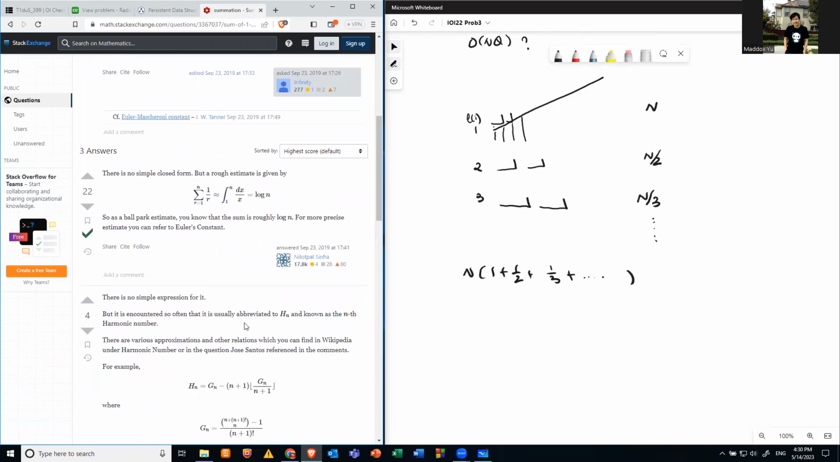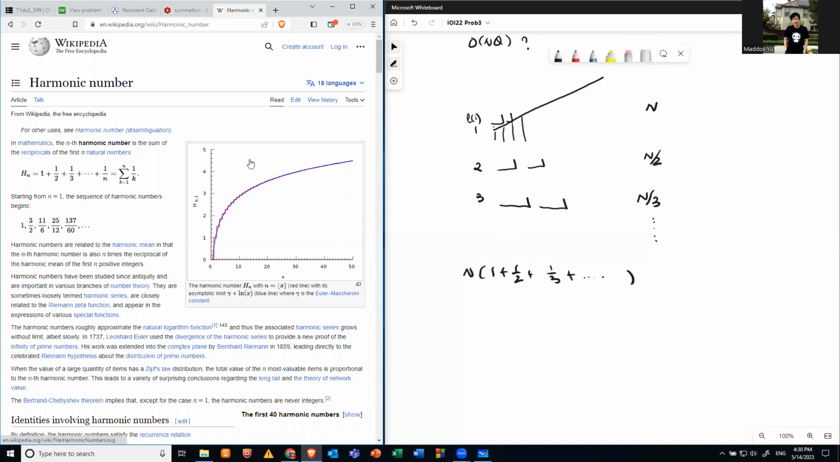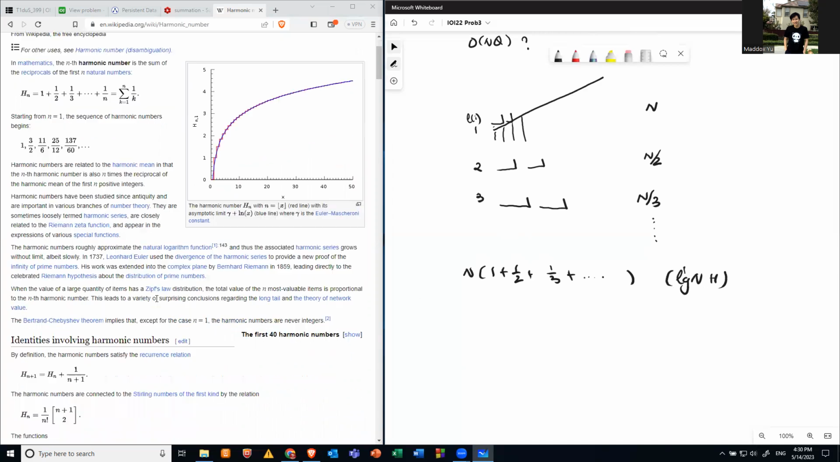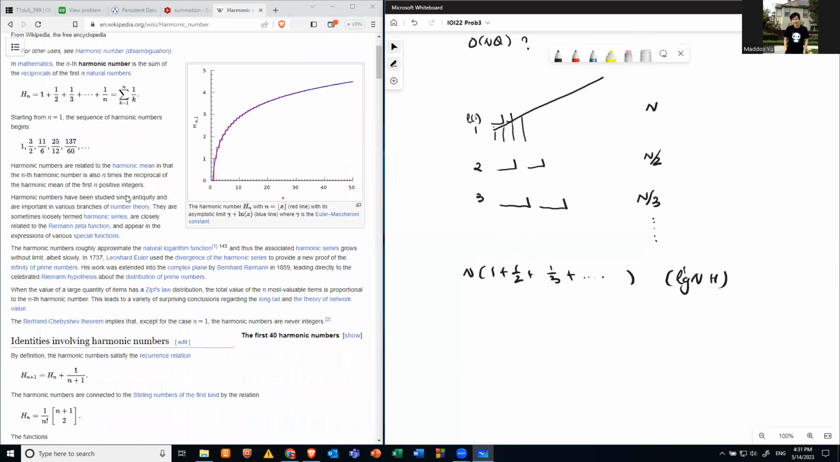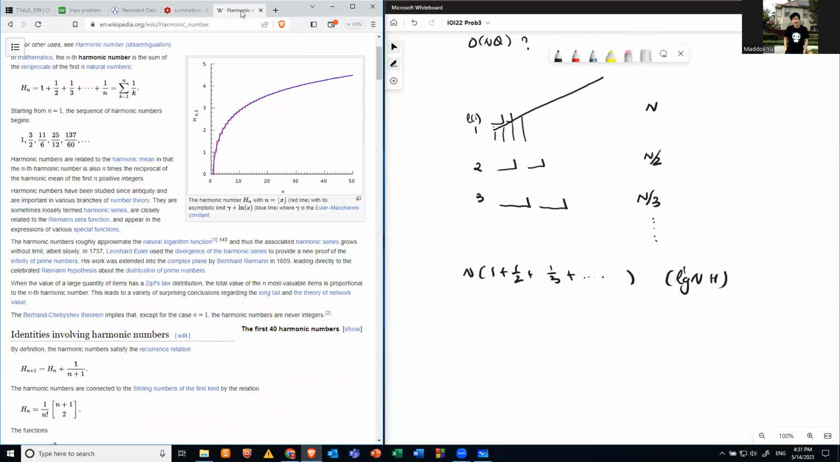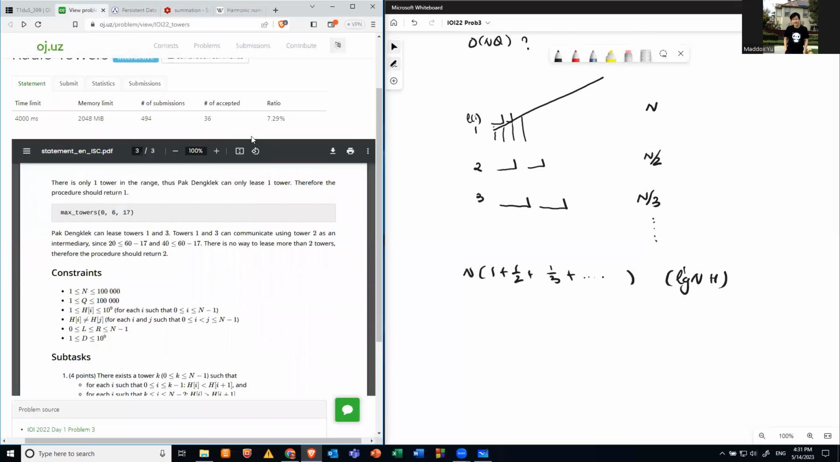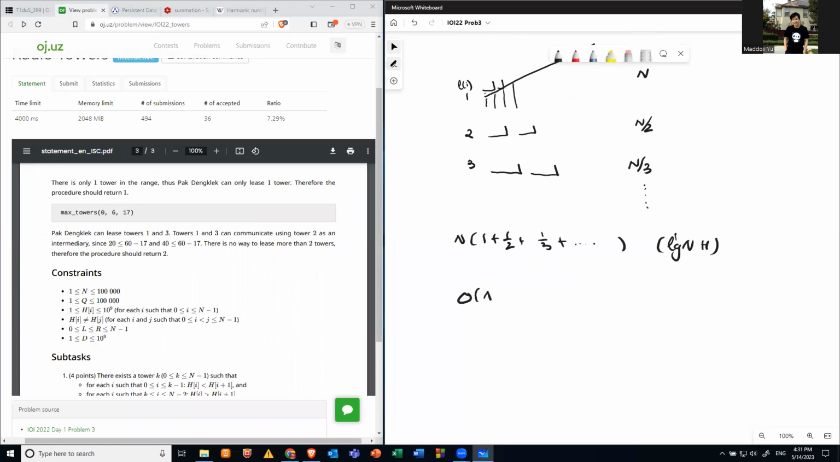If you want to understand more, this is the harmonic number, which has an upper limit of log n plus one. So that's your upper limit. If you want to understand more, just read more; you have it in Stack Exchange. The way to prove it is that this is roughly equal to this integral. So then the complexity is O of (n plus q) log n. So that's good enough.